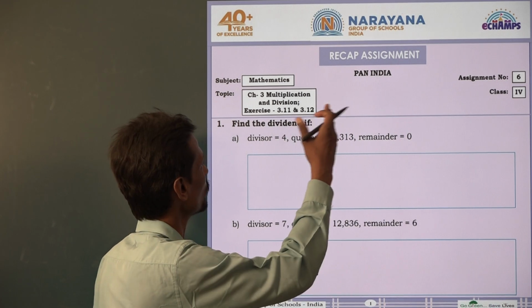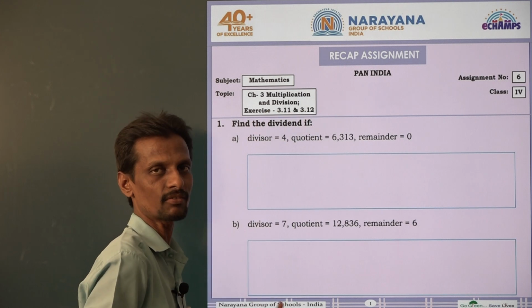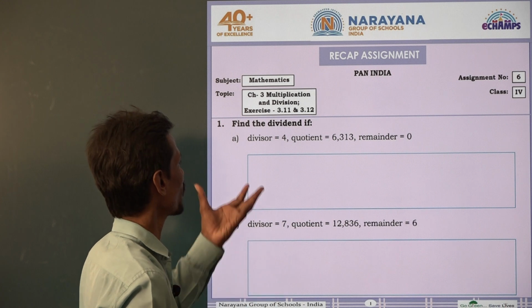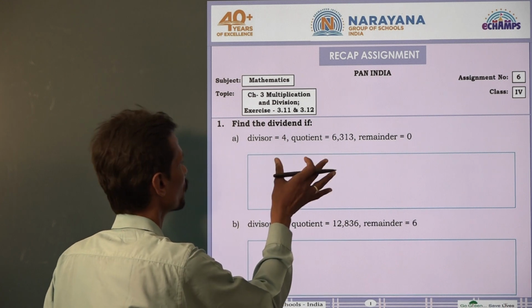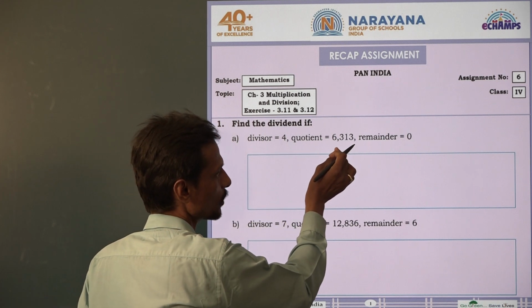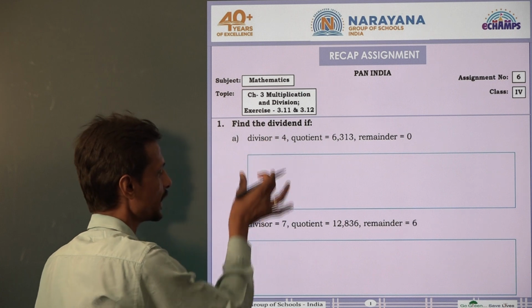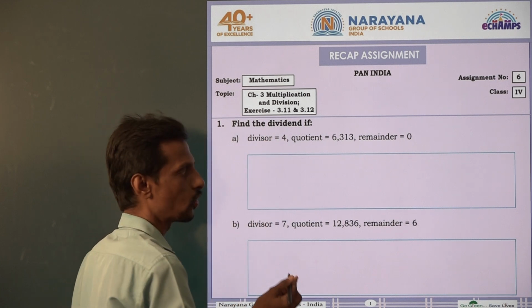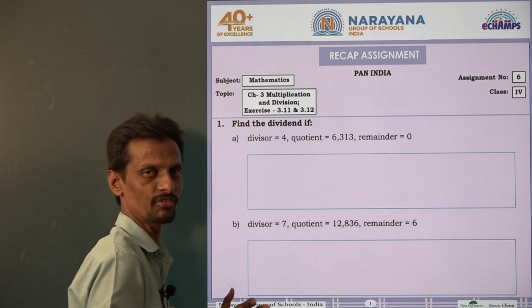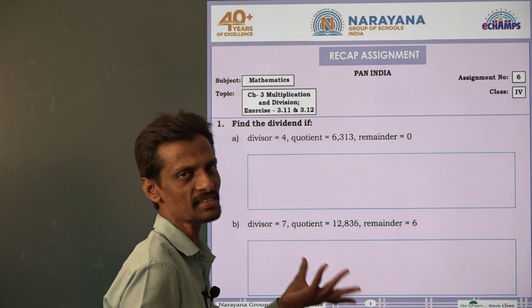Today's recap assignment. Topic: third chapter, multiplication and division, exercises 3.11 and 3.12. First, find the dividend. In the first one, A, the divisor is 4, the quotient is 6313, and the remainder is 0. We have to find the dividend. The formula of dividend is: dividend is equal to divisor into quotient plus remainder.